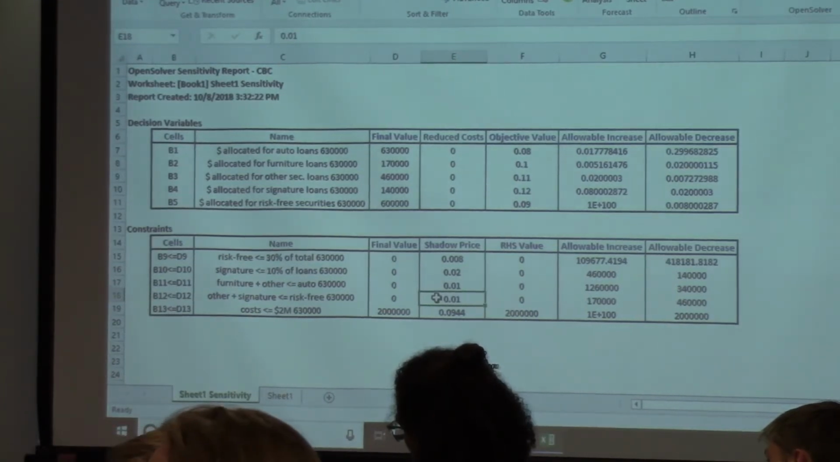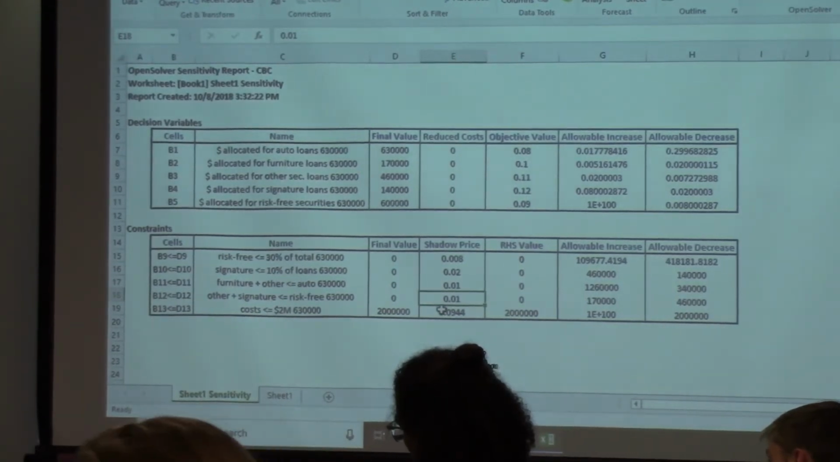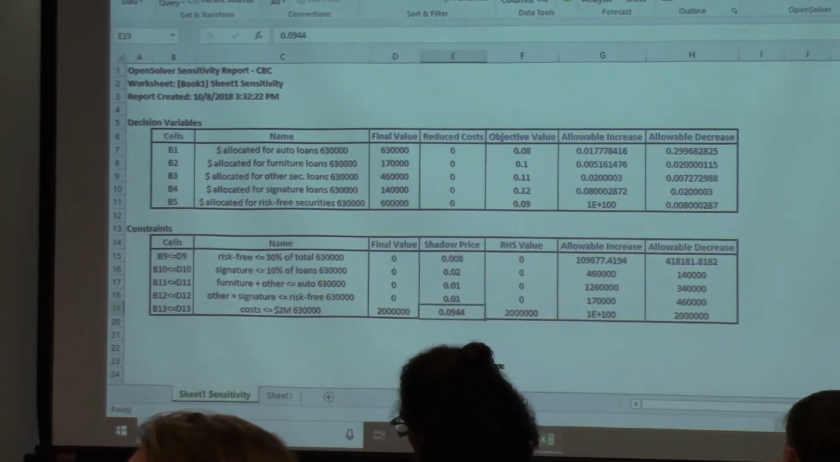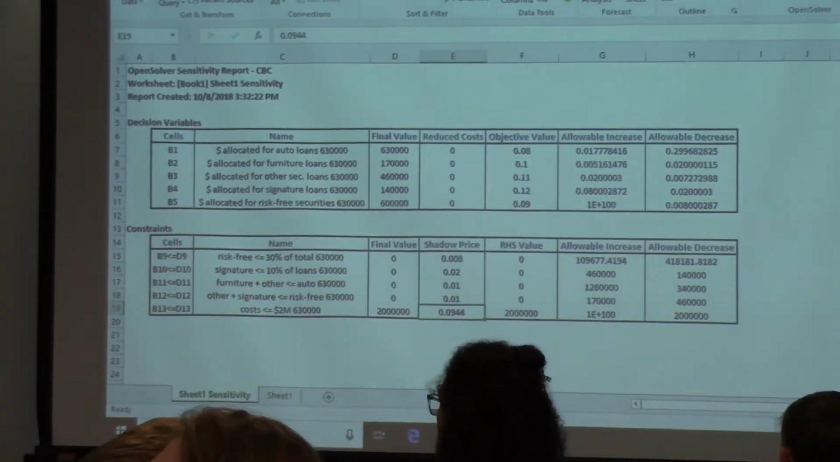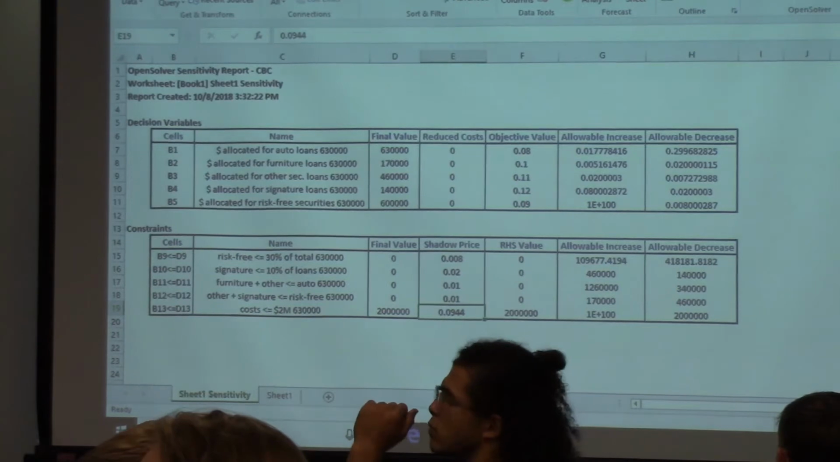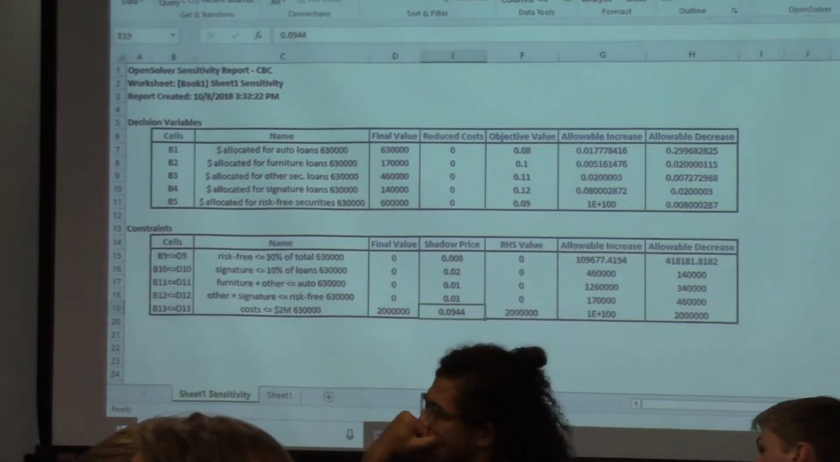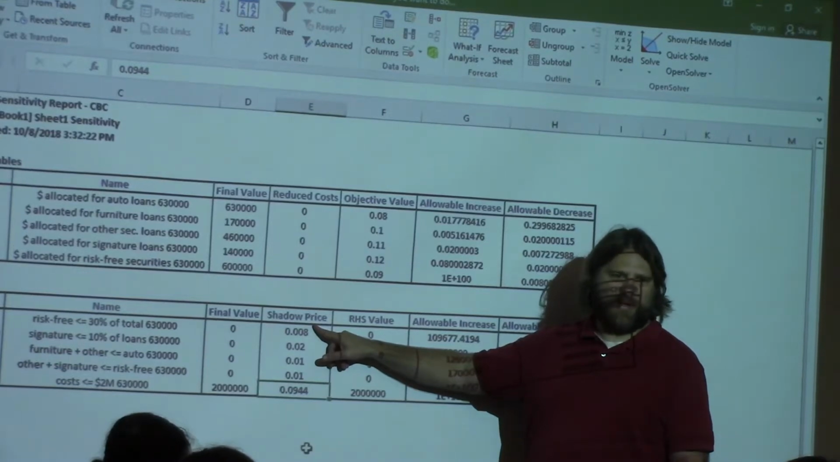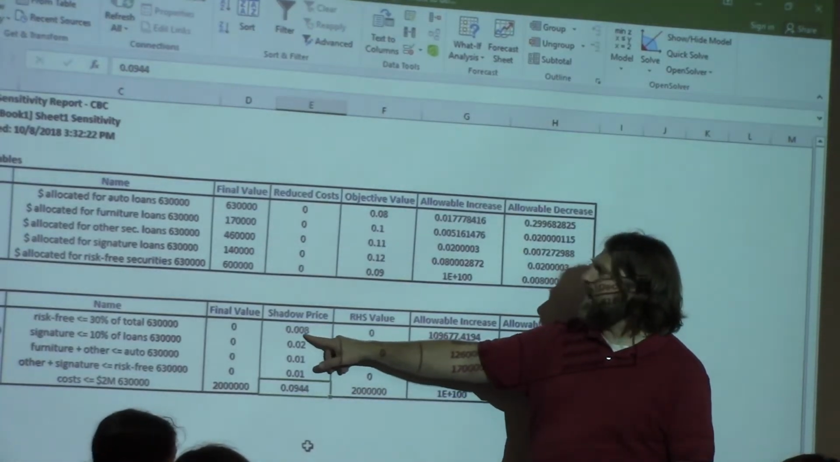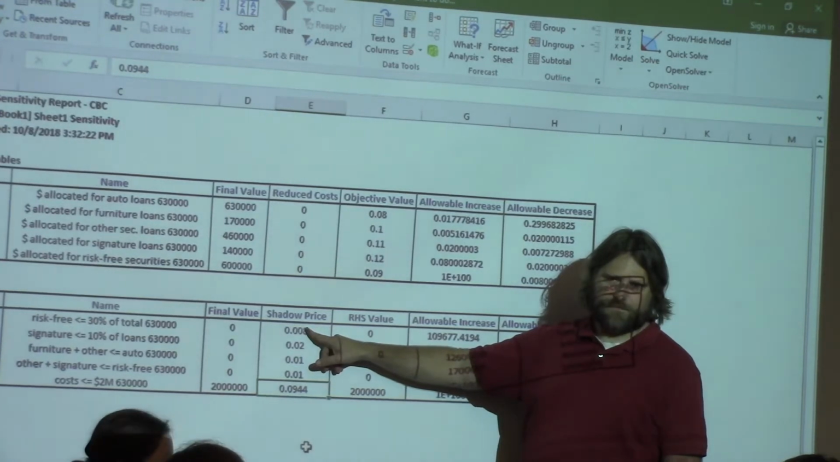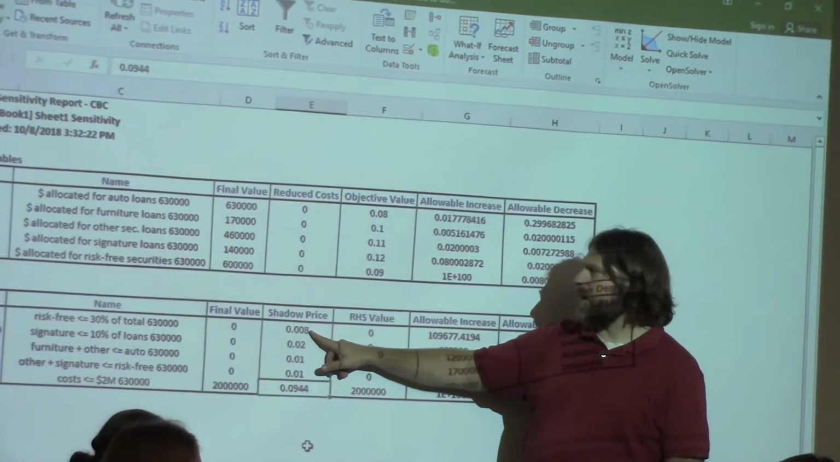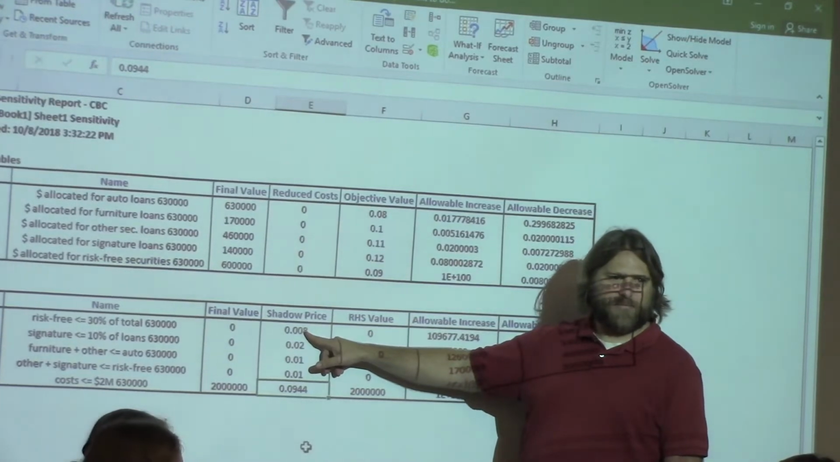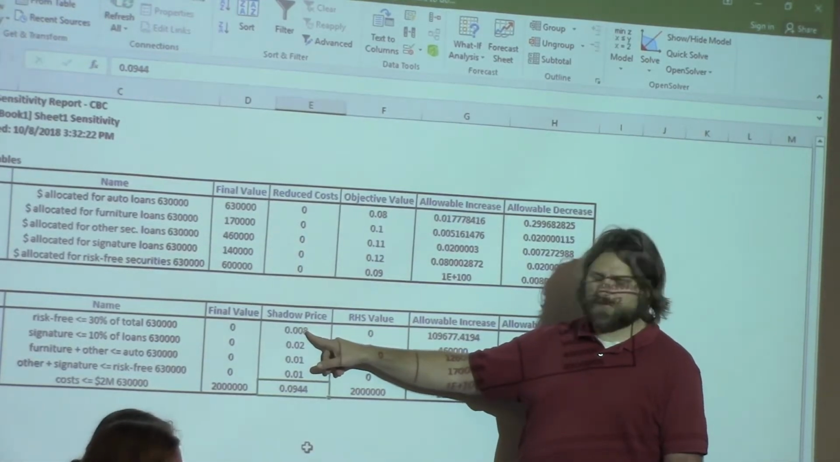No, that would be down here. This is the constraint that represents total cost, right? So if we increase one more dollar, we would make 9 cents. Sorry, $1 more in risk-free, one more dollar over the 30% limit, would make, I'm sorry, 0.8 of a cent. So that would be pointless. Not pointless, $1 would still make us money, right? Yes, that is profit.